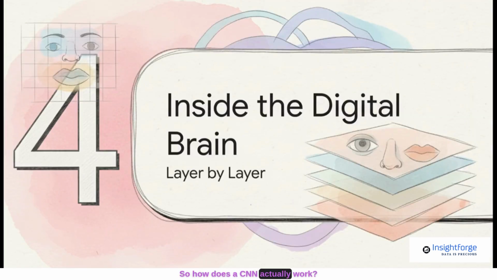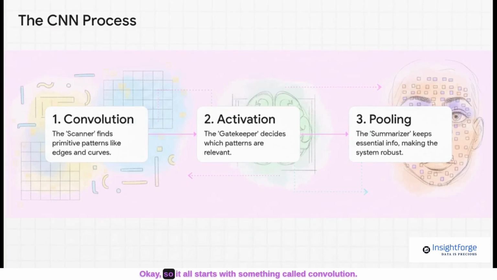So how does a CNN actually work? Well, conceptually, it's designed to mimic the way our own vision system works, by building up understanding in a hierarchy. It starts with simple shapes and builds up to complex ideas. Okay, so it all starts with something called convolution. Think of this layer as a team of tiny detectives, each with a magnifying glass, scanning the image for really basic patterns like edges and curves. Next up is activation, which acts like a gatekeeper. It decides which of those patterns are strong and important enough to pass along to the next stage.